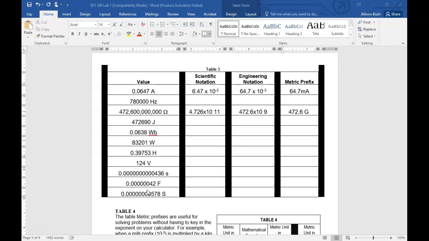Oh no, I'm on the wrong side of this. That would be why. Control C and Control V.